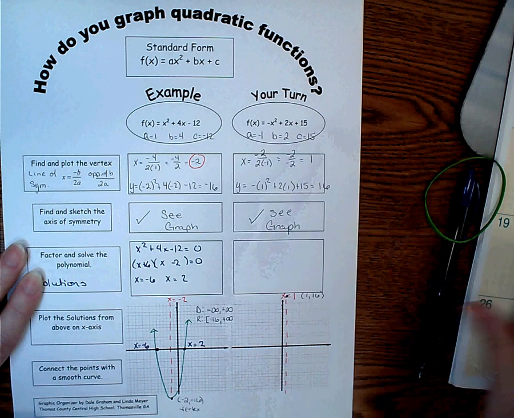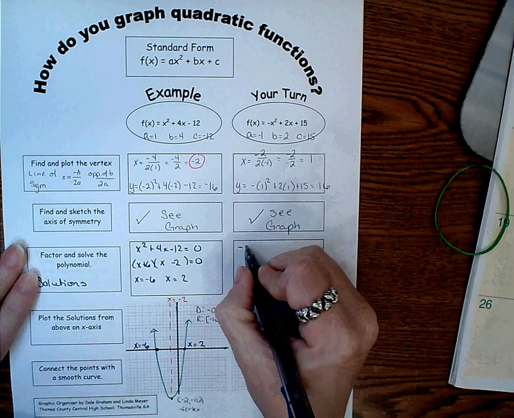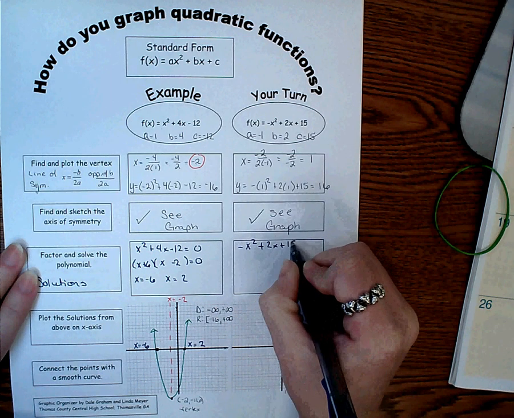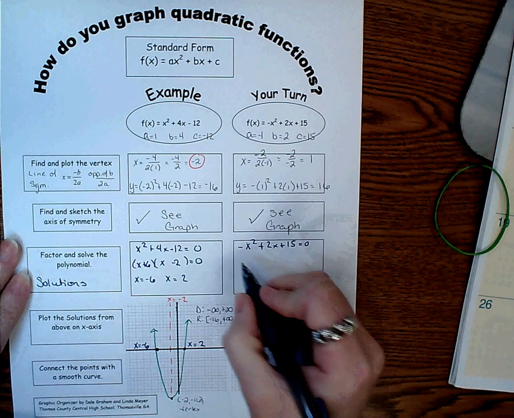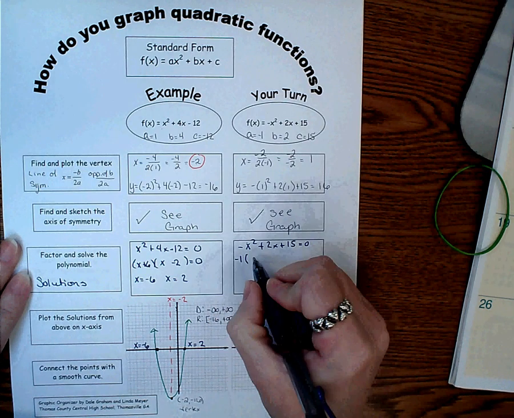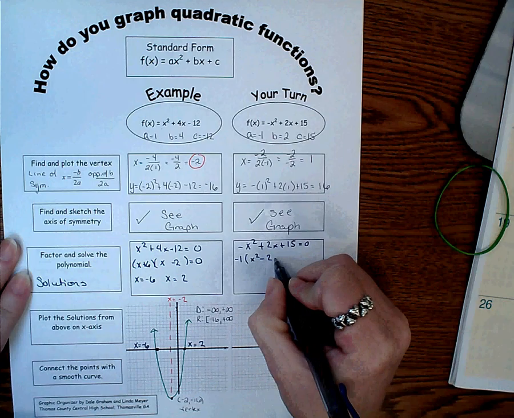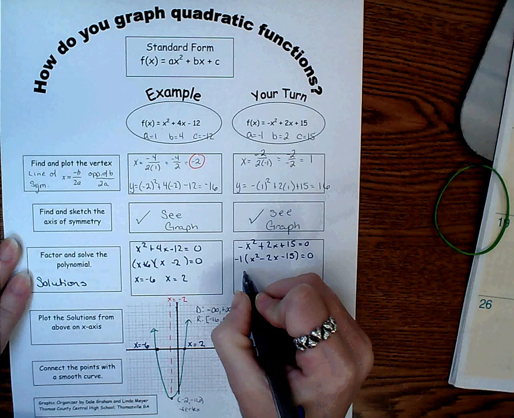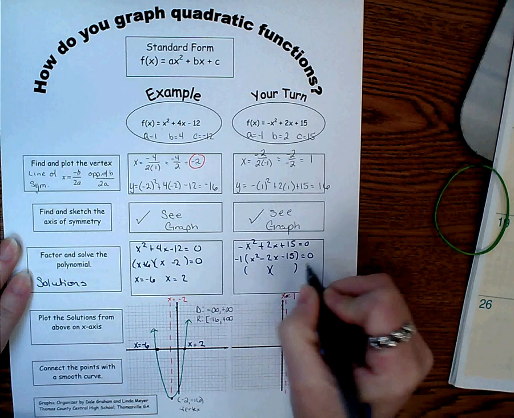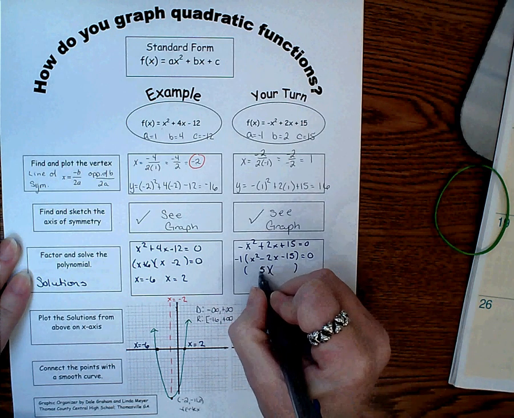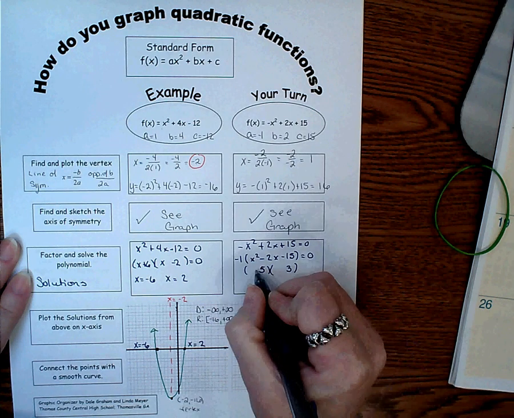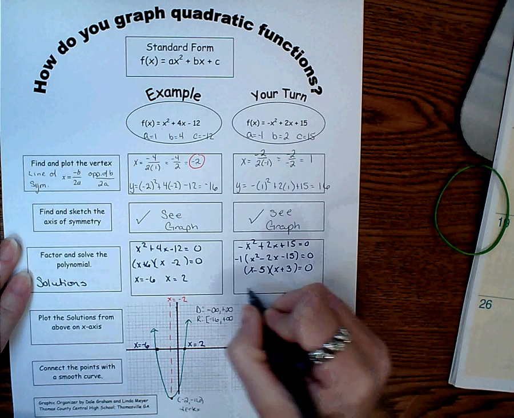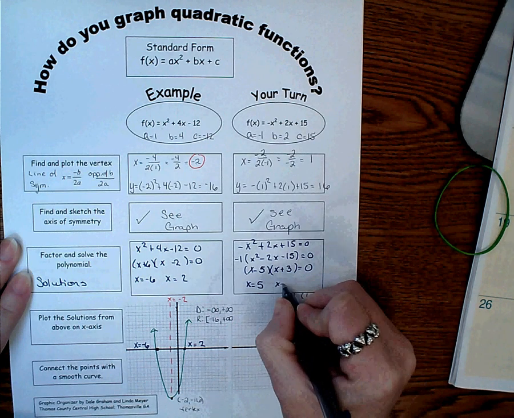Okay, so now we have to factor to find the solutions. -x squared plus 2x plus 15 equals 0. I have a leading negative, so I'm going to factor out my -1, which changes the signs of everything in that polynomial. So now I have a polynomial that can be factored. Factors of 15 that give me 2 are 5 and 3. The 5's negative, the 3's positive. So when I solve, I get x equals 5, x equals negative 3.